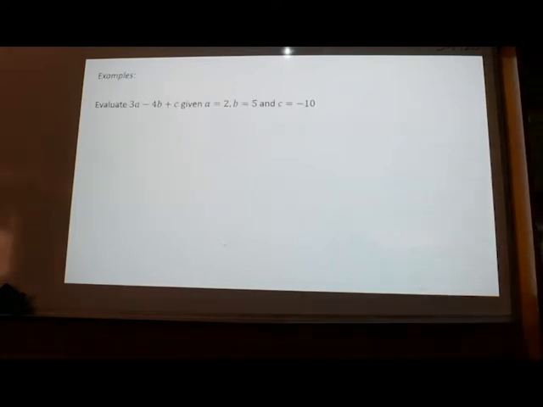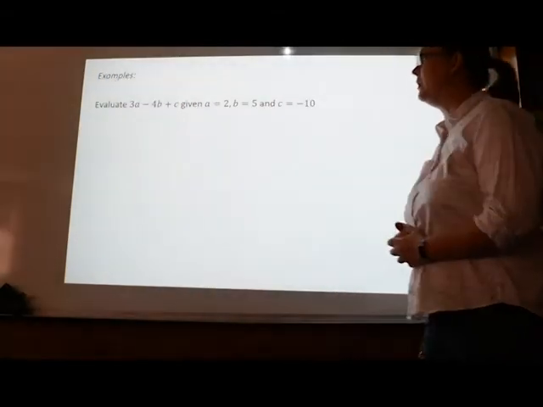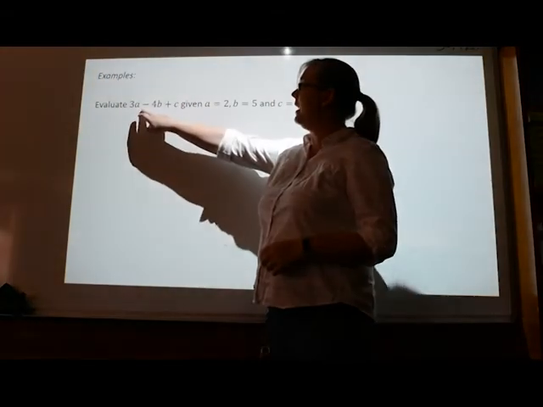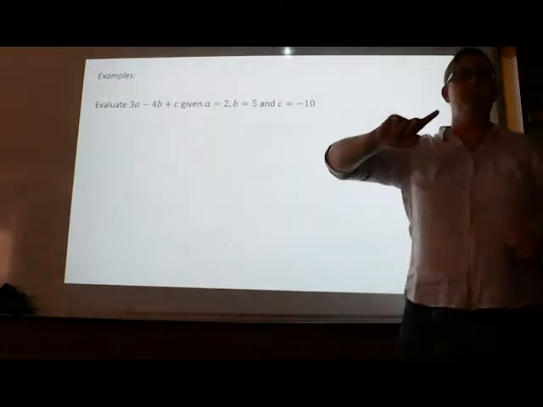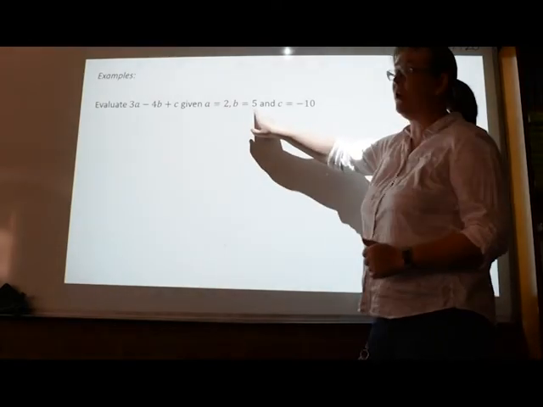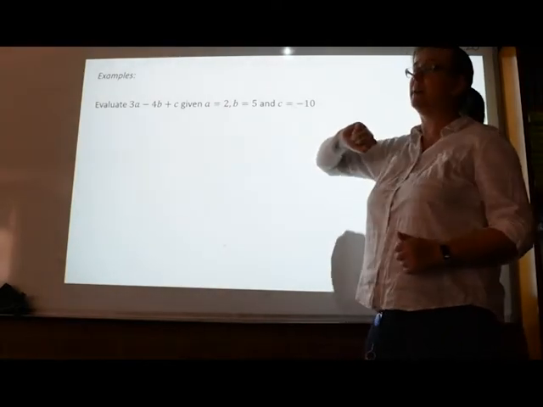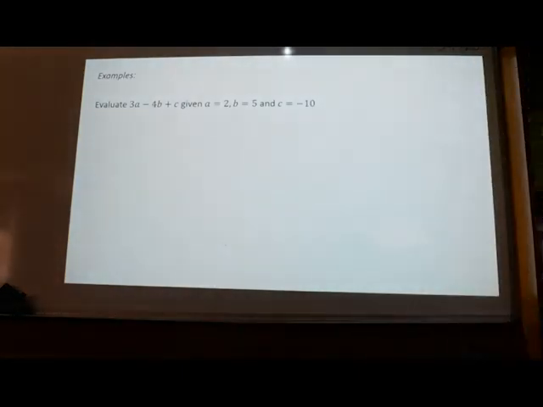Example number 1. We have evaluate. So we want a final answer. That's what the word evaluate means. We want a final answer. 3a minus 4b plus c. We've been given, for those values, a equals 2, b equals 5, and c equals minus 10. I'll give you a chance to quickly write that down.